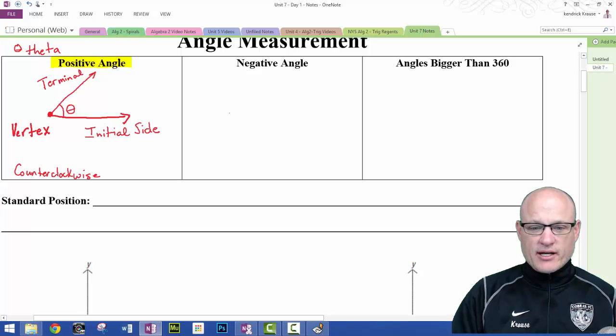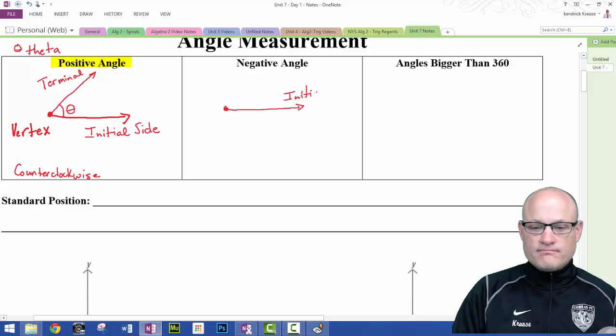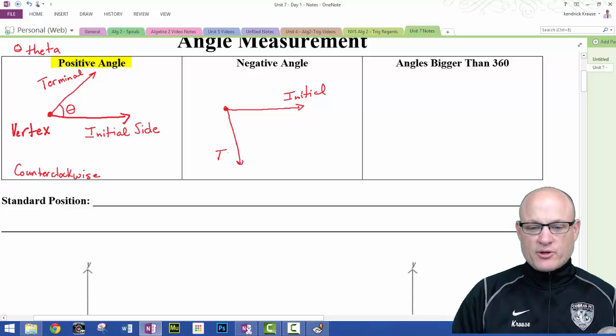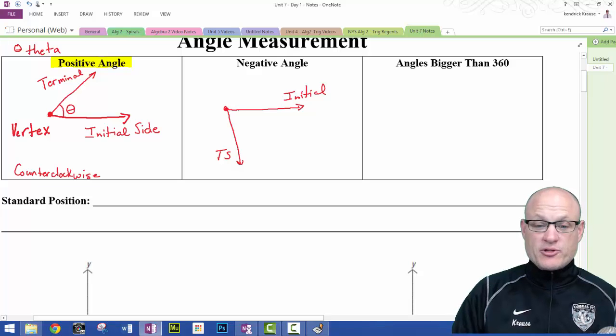All right, let's talk about negative angles. Same thing. We have a vertex. We have a ray. That is our initial side. We have a terminal side. I'm just going to put TS for terminal side. Get a little lazy here in the morning. And, of course, you got to put your arc in. Otherwise, I don't know if it's a positive angle or a negative angle. We'll put our theta in there.